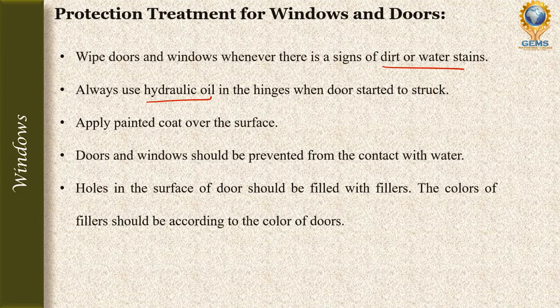Third one is apply a painted coat over the surface. If it is a door, we will give a painted coat like varnish. If it is a steel or metal window, we will provide a rust proof coating. So we have to apply some painted coat over the surface to prevent any other defects. And these doors and windows should be prevented from contact with water.